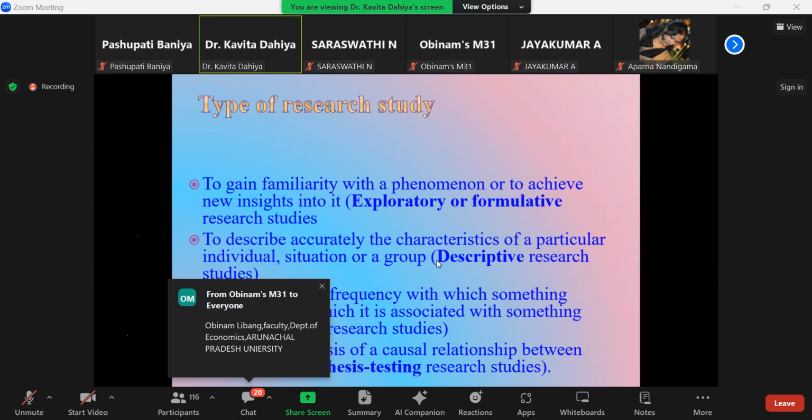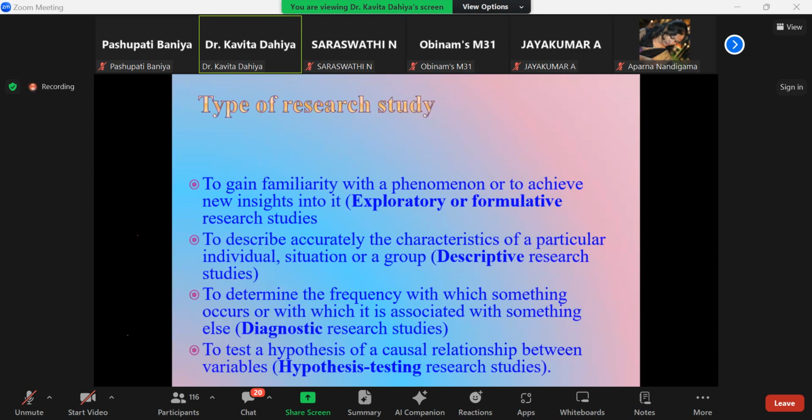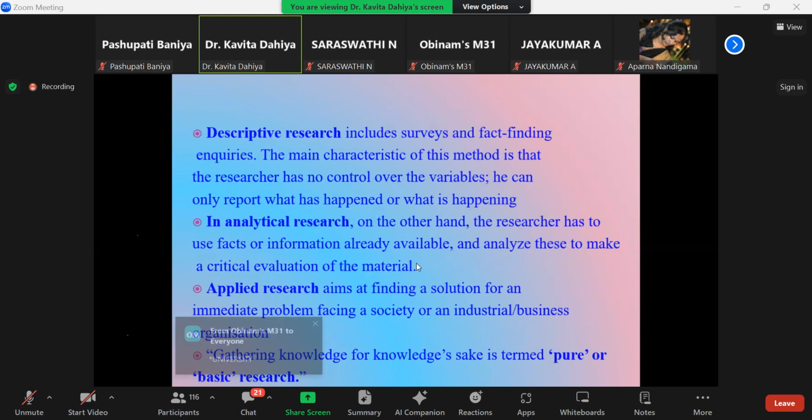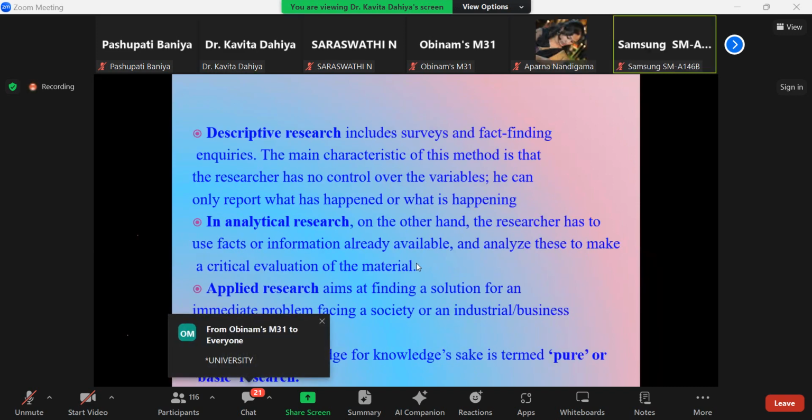That is hypothesis testing research studies, where you are testing the hypothesis of causal relationship between the variables. Means, if you are studying the hypothesis that you have framed already, and you are working on that. Here, the descriptive study or descriptive research includes the survey and fact-finding inquiries.